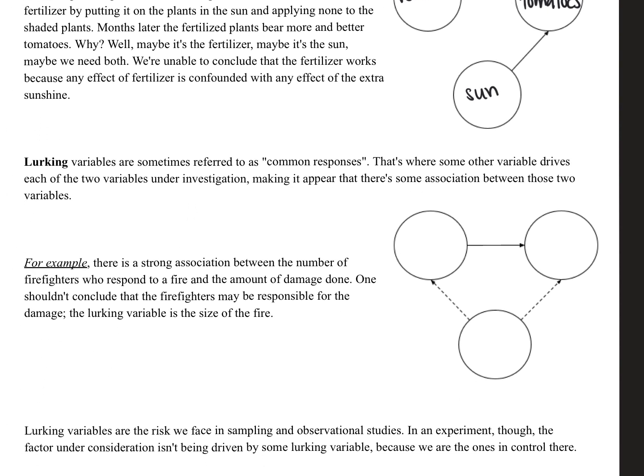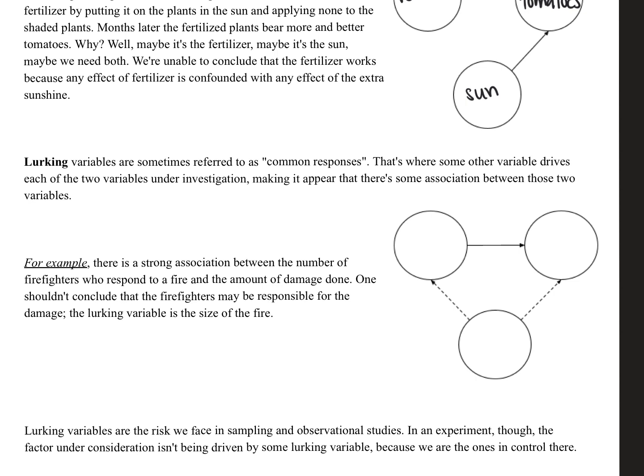Then we have lurking variables. That's when some other variable actually drives each of the 2 variables under investigation, making it appear that there's some association between those 2 variables. This is more likely to happen in an observational study than it is in an experiment. So confounding variables are more in line with an experiment, lurking variables more in common with an observational study.